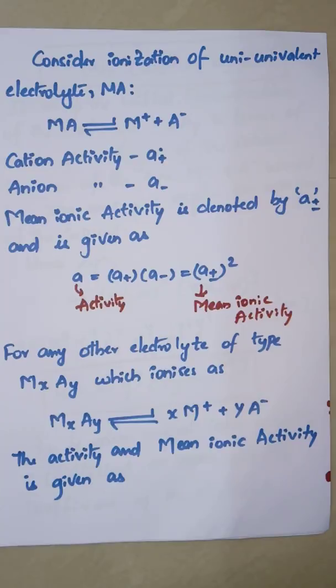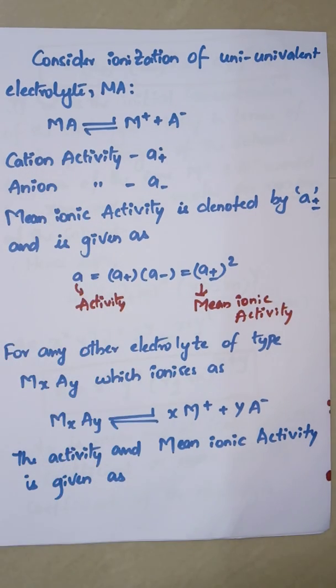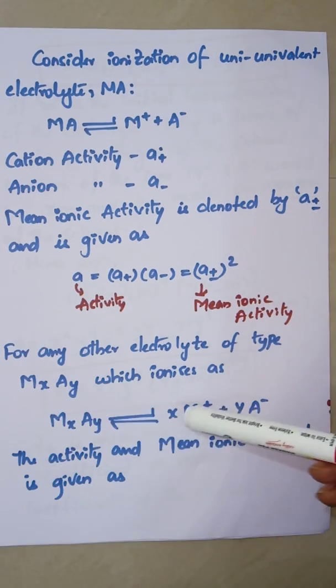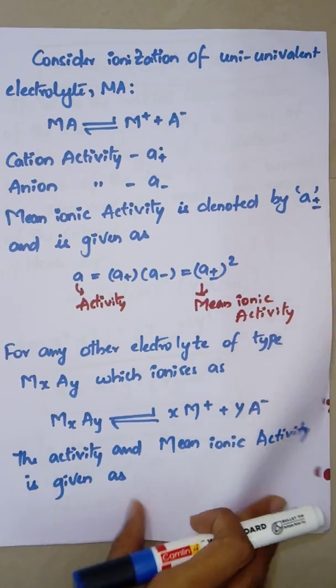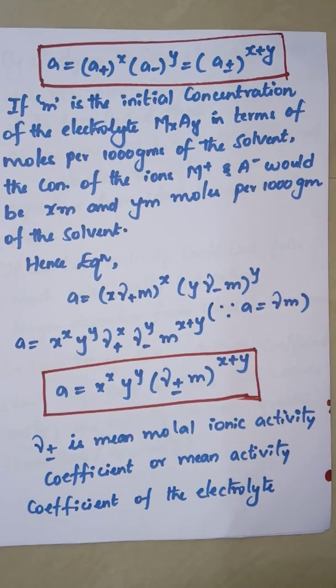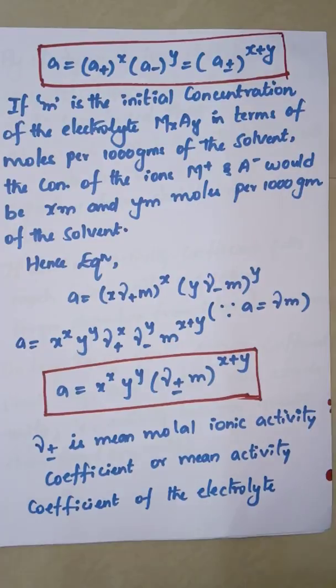For any other electrolyte of the type M x A y, so here it was just MA in the previous case. Now I'll take M x and A y. What you're getting is stoichiometries. So x M plus and y A minus is the dissociation of this particular equation. Now how the activity will change if stoichiometry is there, we'll see in our next page. Right, so activity a, we know a plus and a minus, the product which we have seen here. But if x and y are included, that goes into the power.